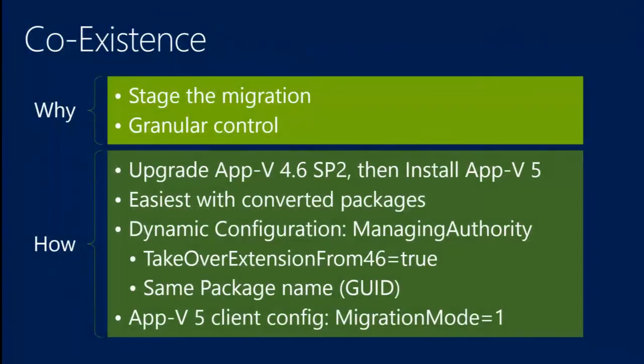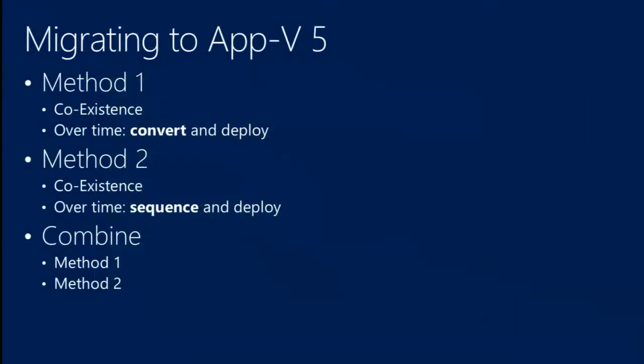Actually, the last thing that I'll point out is migration mode. If you look at the client config on the AppV5 client, the migration mode has to be set equal to 1. By default, it's 0. So you basically have to configure the clients properly, and then you can push out the packages and gradually move people over to 5.